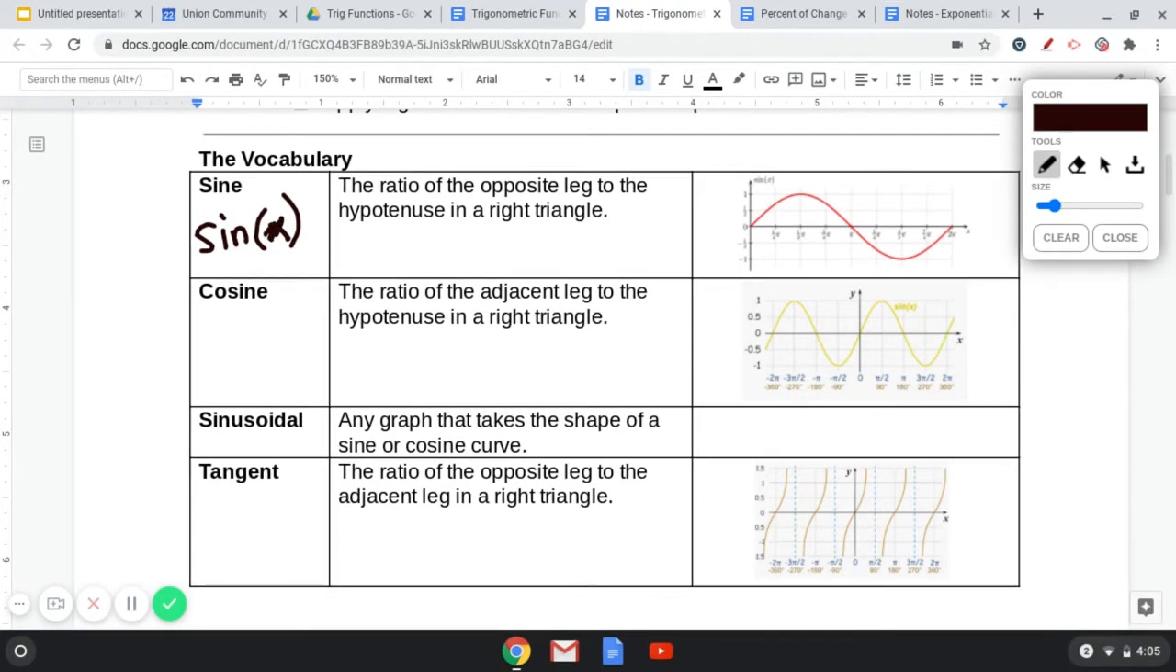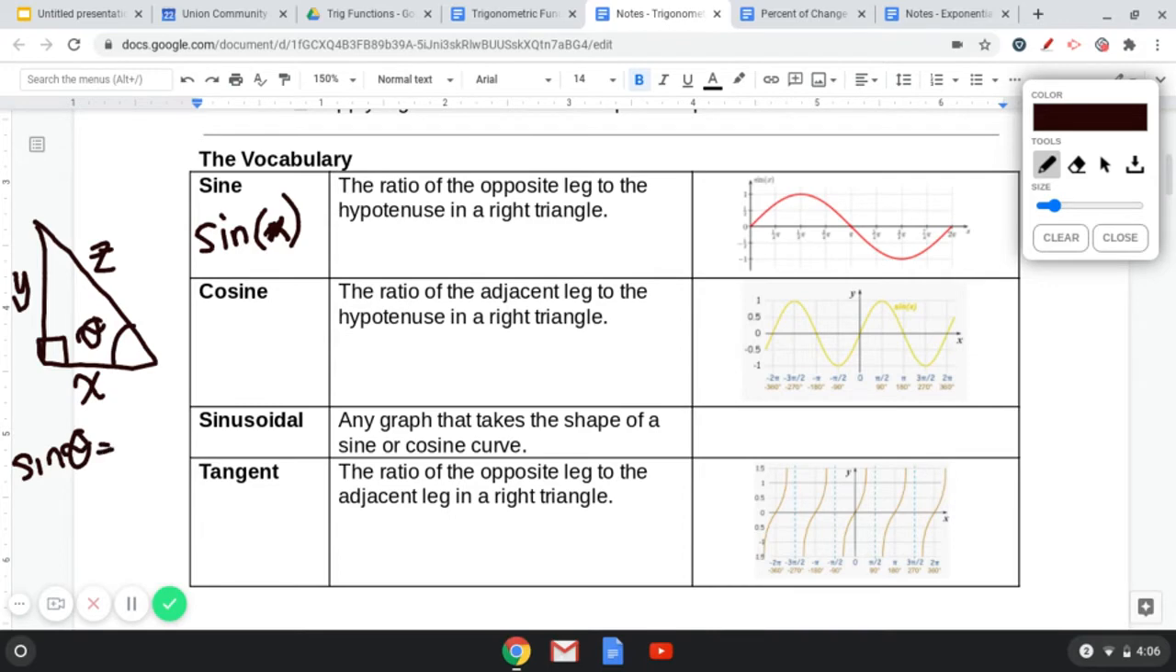Okay. And if you recall, the sine ratio is the ratio of the opposite leg to the hypotenuse in a right triangle. So if we have a right triangle and we're taking this angle, theta, the sine, okay, hang on. We'll call this x, we'll call this one y, and we'll call this z. So the sine of the theta angle equals the opposite side, which is y, over the hypotenuse, which is z.